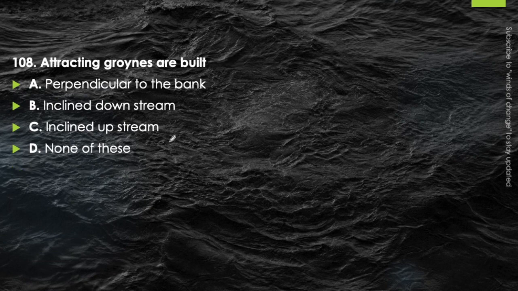Next question. Attracting groins are built perpendicular to the bank, inclined downstream, inclined upstream, or none of these. Very easy question and very important question also. Which one is called attracting groins and which one is called repelling groins?